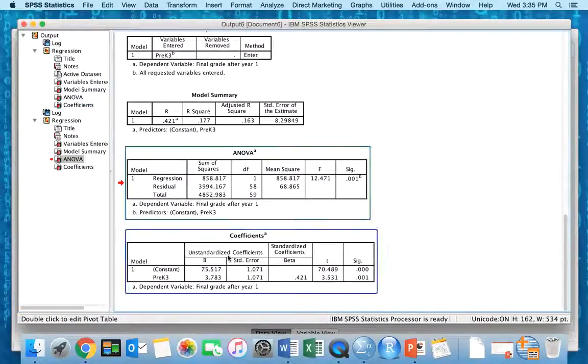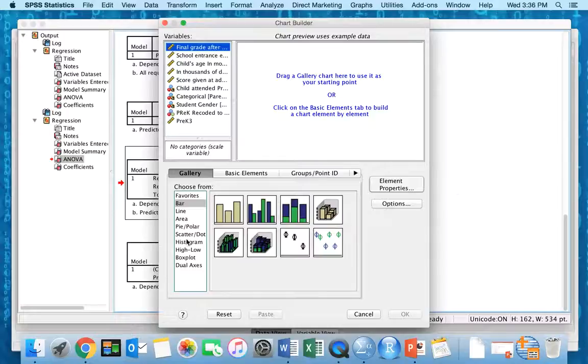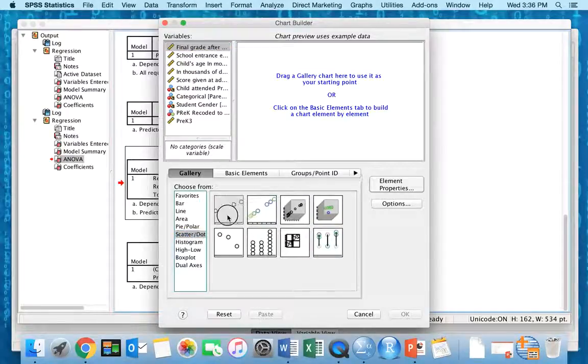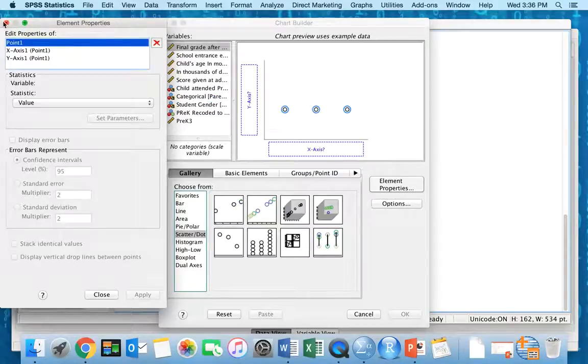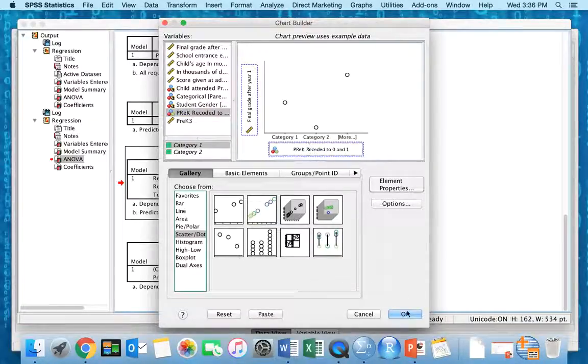Right. However, what does change are the coefficients. We have to think about this a little bit. The coefficients here were determined by the variable pre-K3 coded as -1 and 1. So let's go back to our graphs, because the graphs helped us understand this. We used a scatter plot, and we used a basic scatter plot. What we did was we put final grade on the y-axis, and we put pre-K recoded as a dummy variable. Now this is the analysis we did previously, and let's take a look at what happened.